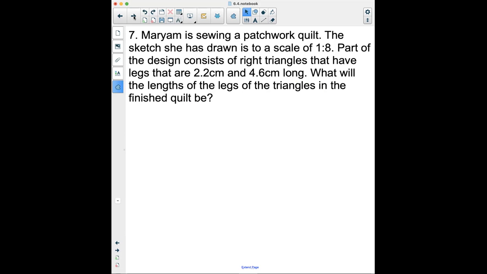Mariam is sewing a patchwork quilt. The sketch she has drawn is to a scale of 1 to 8. Part of the design consists of right triangles that will have legs that are 2.2 centimeters and 4.6 centimeters long. What will the lengths of the legs of the triangles in the finished quilt be? So the scale is 1 to 8. This is a sketch. She's making a quilt, so it's getting bigger.